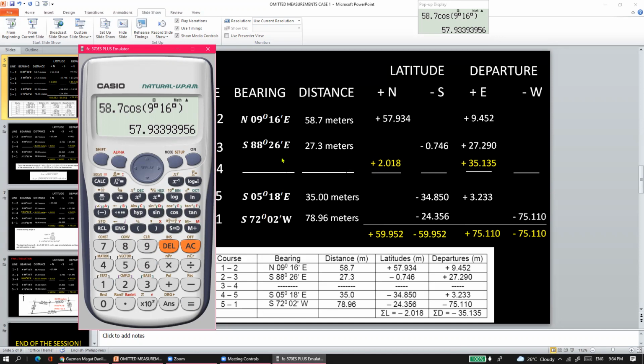Okay? If I use sine instead, we will get the departure. Remember, for latitude, we always use cosine. For departure, we always use sine. So we have it here as 9.452. What degree? 9 degrees, 16 minutes. Then I'll press the equal symbol. As we can see there, we have 9.452.